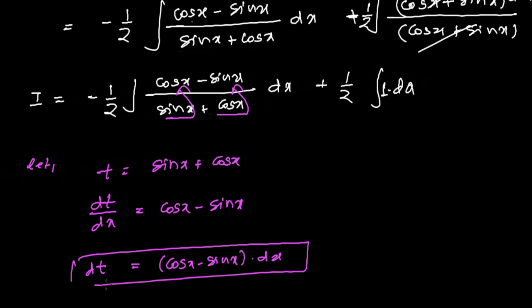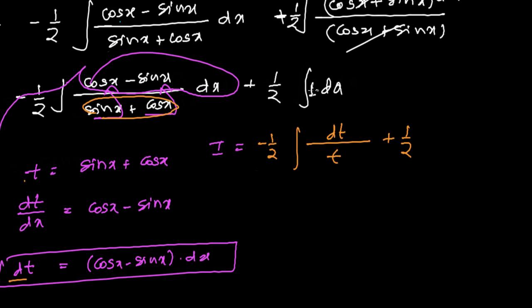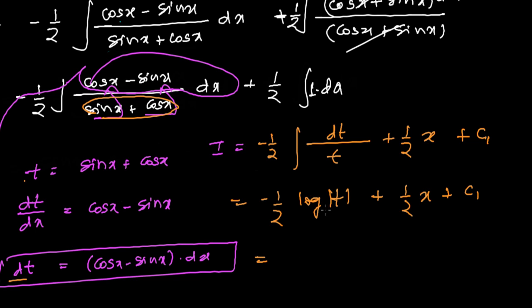All right, so this relationship I'm going to use here for this expression, and my integral is converting as minus half, cos x minus sin x dx. Cos x minus sin x dx, that's simply dt. All right, it's dt and then divided by sin x plus cos x, that is again t. And this is plus half antiderivative of 1, that is simply x, and we always have to put a constant. Okay, and again minus half, and again integration of 1 by t with respect to t, that's log of absolute value of t plus again half x plus constant 1.